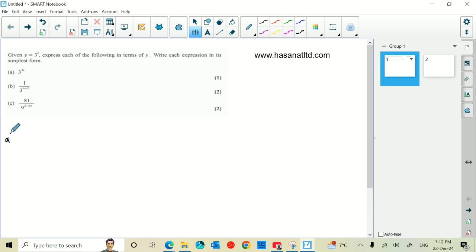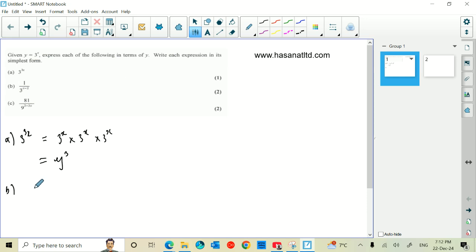So part A, for 1 mark, we've got to write 3 to the 3x in terms of y. Well, 3 to the 3x, when you multiply like bases, you add the powers. So that's got to be 3 to the x times 3 to the x times 3 to the x. That will give us 3 to the 3x. And to write it in terms of y, that will just give me y cubed.